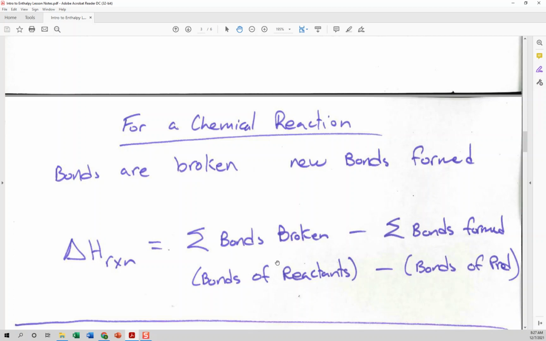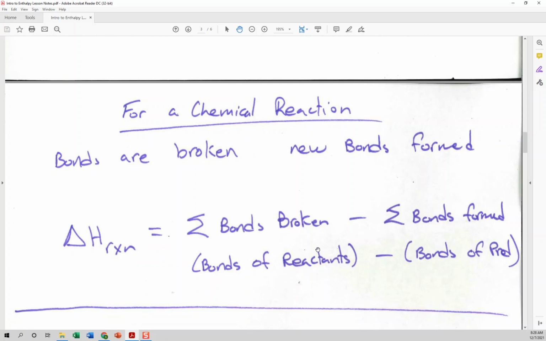And so if you do bonds broken minus bonds formed, that's another way to find delta H. Because if the bond strength of the products is bigger than the bond strength of the reactants, the overall thing would be a number minus a bigger number, which would give you a negative delta H. But if this number is smaller, then a number minus a smaller number is going to end up being positive. So if you're given bond energies and you want to calculate delta H of reaction, you're going to do bonds broken minus bonds formed.